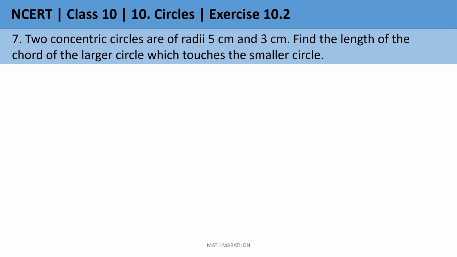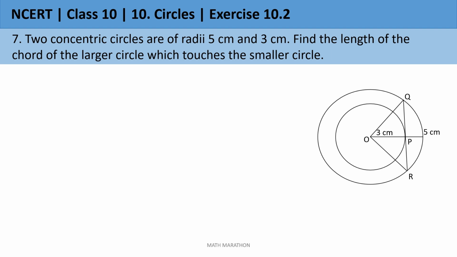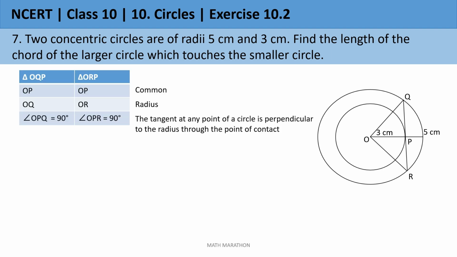Two concentric circles are of radii 5 cm and 3 cm. Find the length of the chord of the larger circle which touches the smaller circle. I have drawn a diagram. I have drawn two concentric circles with radii being 3 cm and 5 cm. Consider triangle OQP and triangle ORP. OP is a common side. OQ and OR are radius of circle.